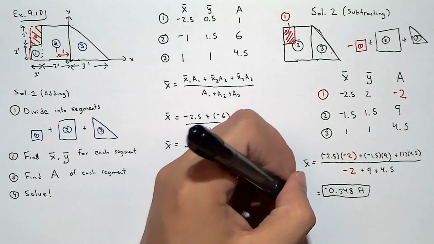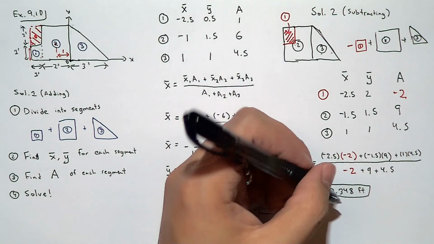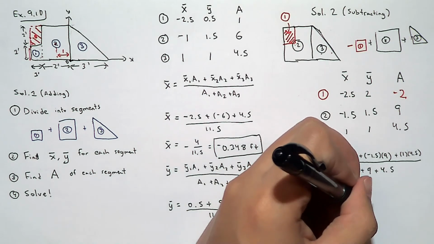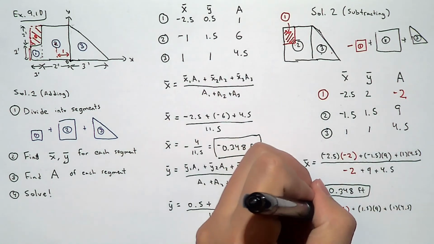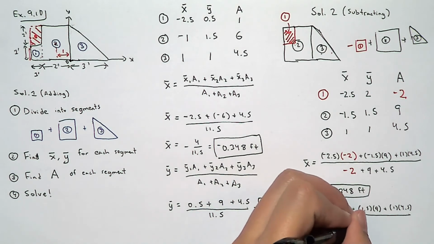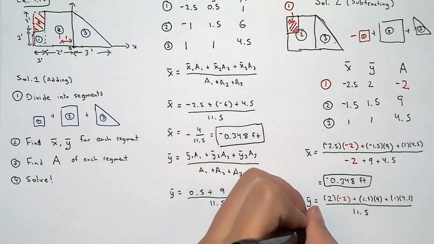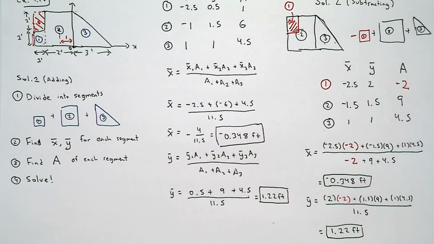We can repeat the same process in the y direction. So our coordinate of the centroid would be y1 area 1. So that's 2 times -2. Plus y2 area 2. That's 1.5 times 9. Plus y3 area 3. That's 1 times 4.5. All of this divided by the sum of the areas, which we know is going to add up to 11.5. Punch those numbers into your calculator, and we should get 1.22 feet. Are there any questions with these types of problems?